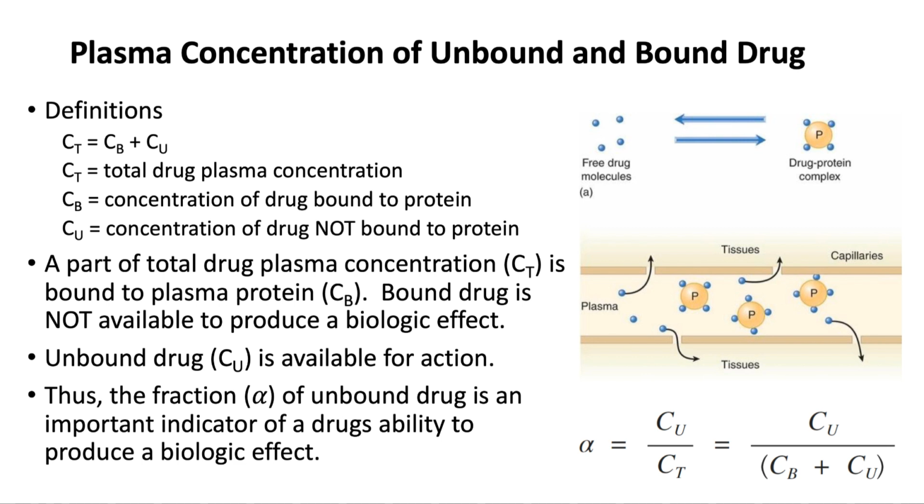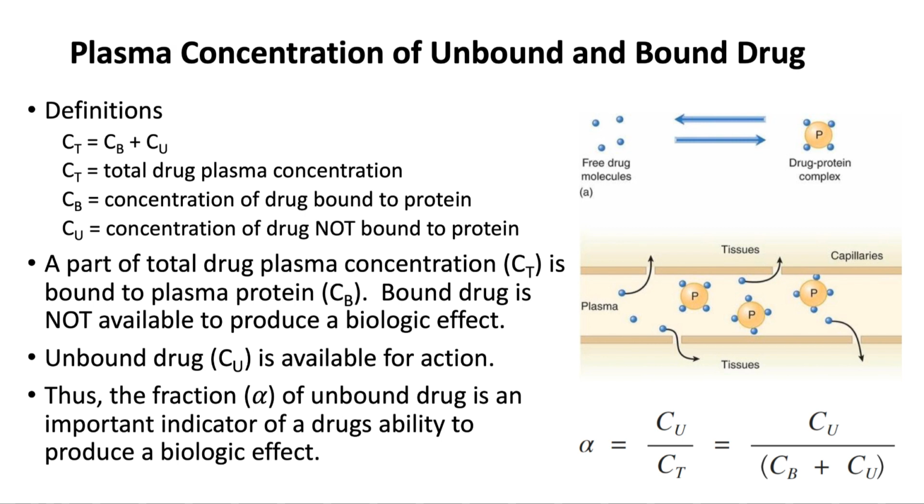So the total is made up of these two fractions. The first fraction we're going to abbreviate as CB, and that represents the plasma concentration of the drug that is bound to plasma protein. And I'll remind you, if it's bound to a plasma protein, then it's not available to produce a biologic effect. Then conversely, the other part of the total would be the unbound plasma concentration, which we're going to abbreviate CU. The unbound is the fraction of the drug which would be available to produce a biologic effect.